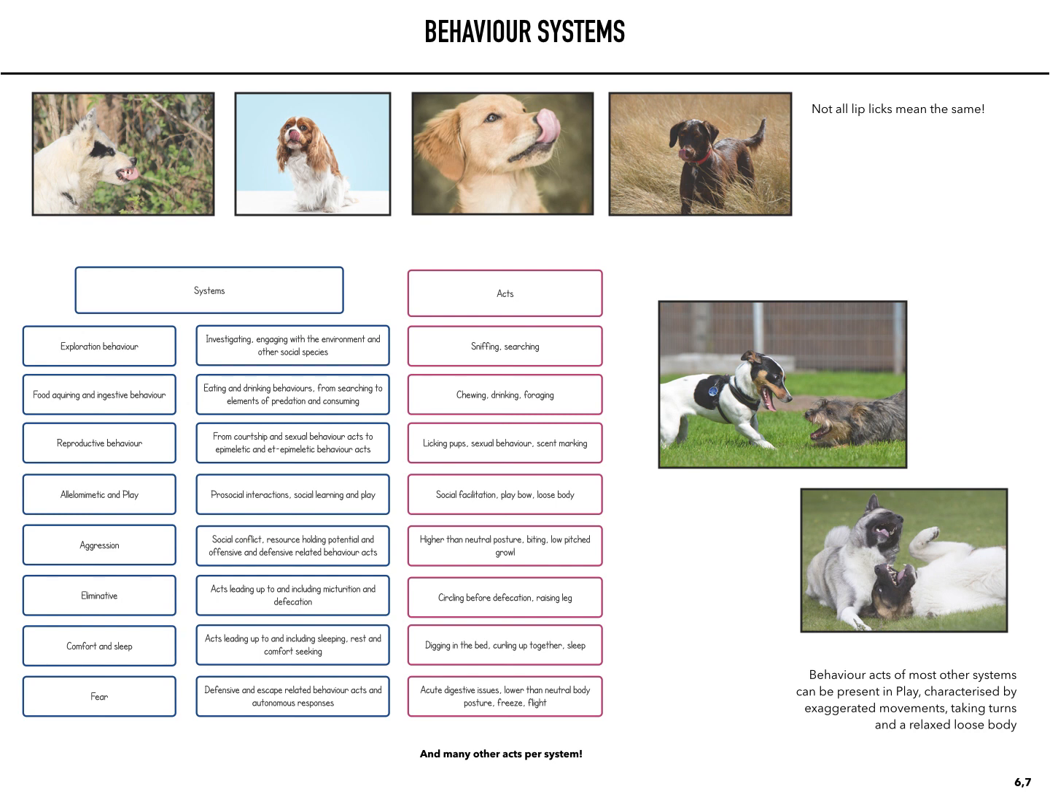Behavior acts you can see in fear behavior may be flight or freeze responses, acute digestive issues, a lower than neutral body posture, alert behavior, comfort-seeking behavior, but also trembling, shaking. In aggressive behavior, you can see behavior acts such as fixating, growling, raising of the lips, a short low-pitched bark.